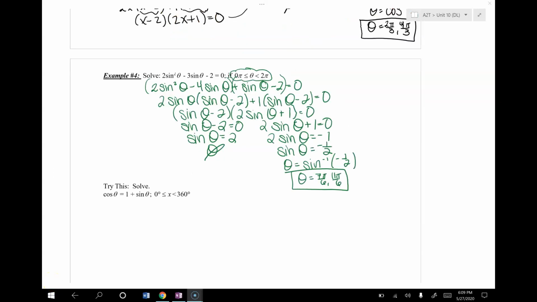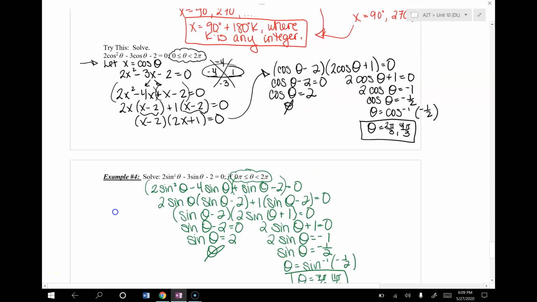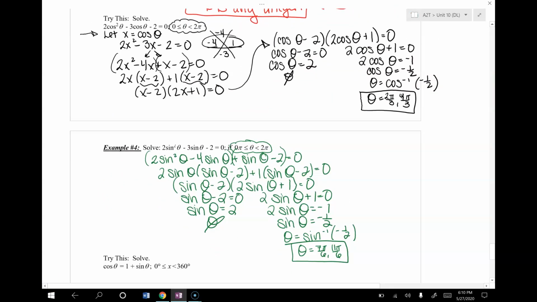All right, so yes, similarities. It is also between 0 and 2 pi. Now, I noticed that this says 0 pi. This doesn't. It doesn't matter, you guys. We've talked about that. You can put pi for 0. You don't have to. 0 times anything is 0. So is it necessary? Not really. And it factored the same.